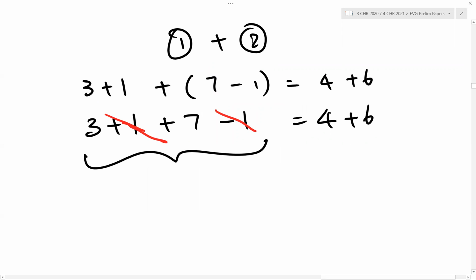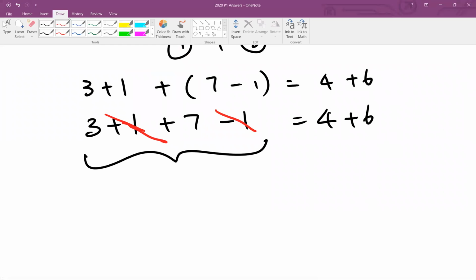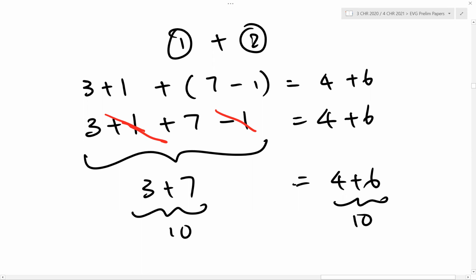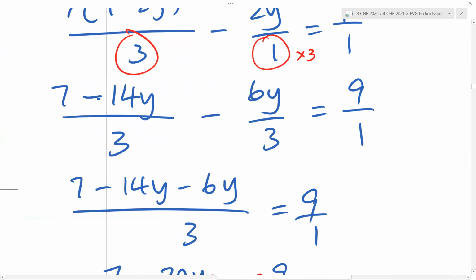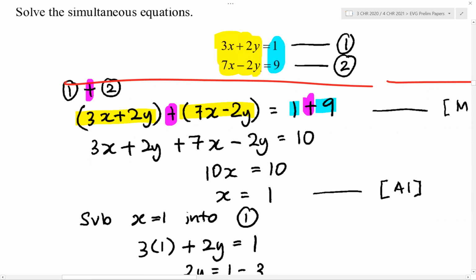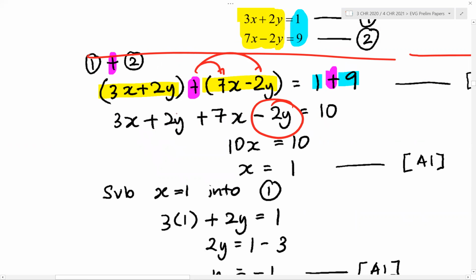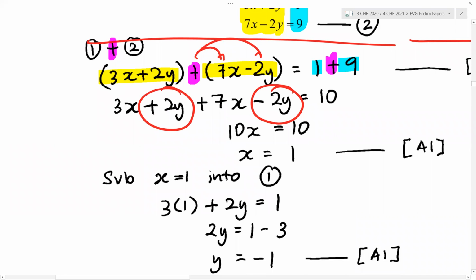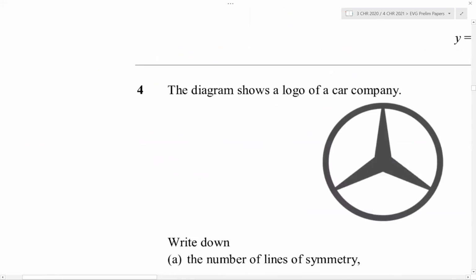Do you see the negative 1 and plus 1 cancel? So we are left with 3 plus 7. Same. Okay, so this is our elimination. That's what we are doing here. So when you expand, we're going to end up with negative 2y, positive 2y. They cancel off. No more already. So we are left with 10x equals to 10, and x equals to 1.